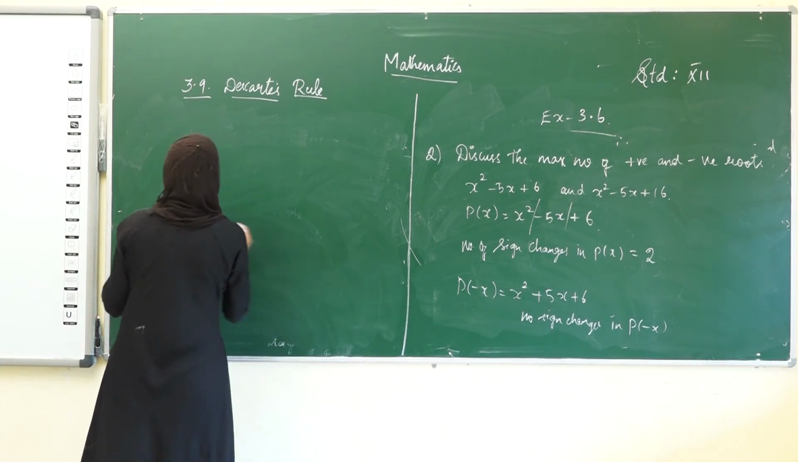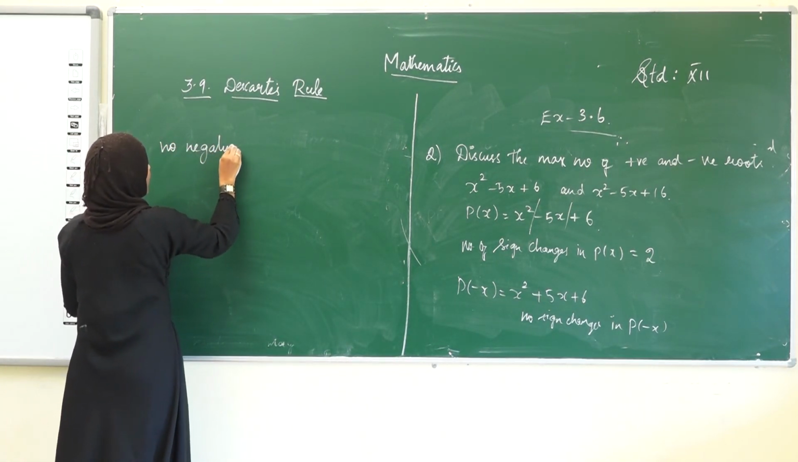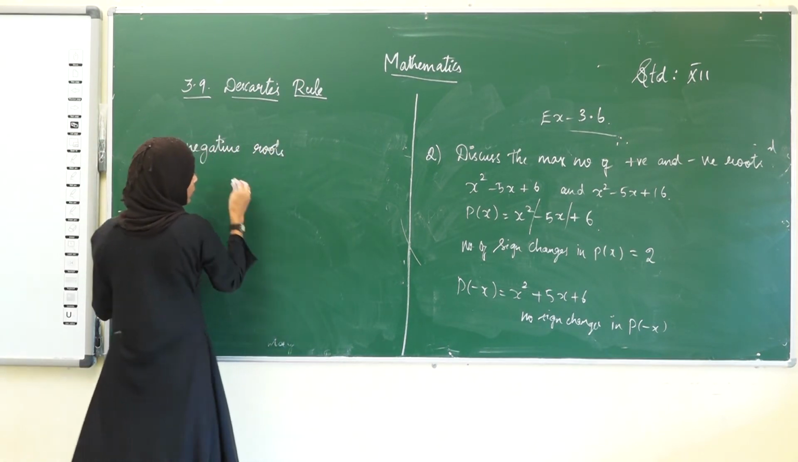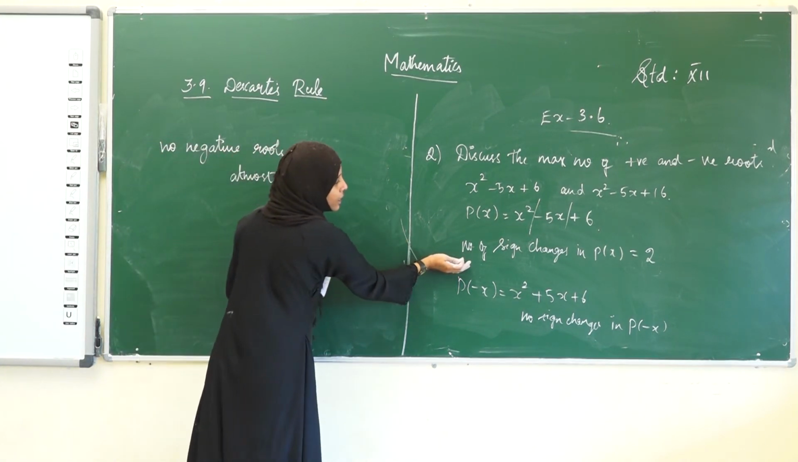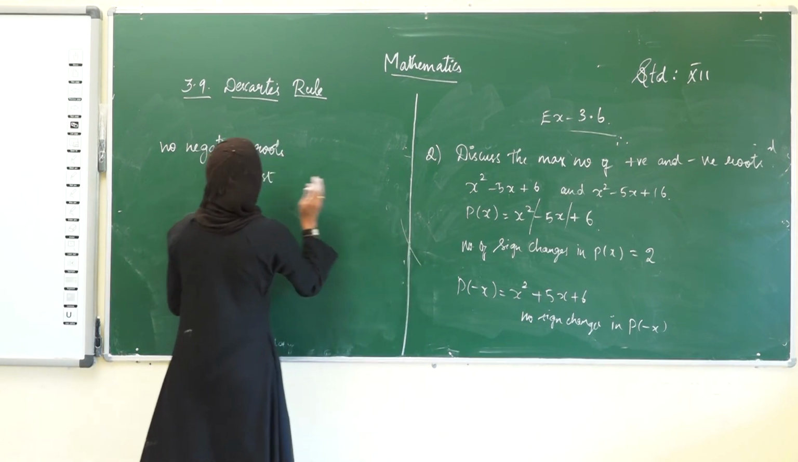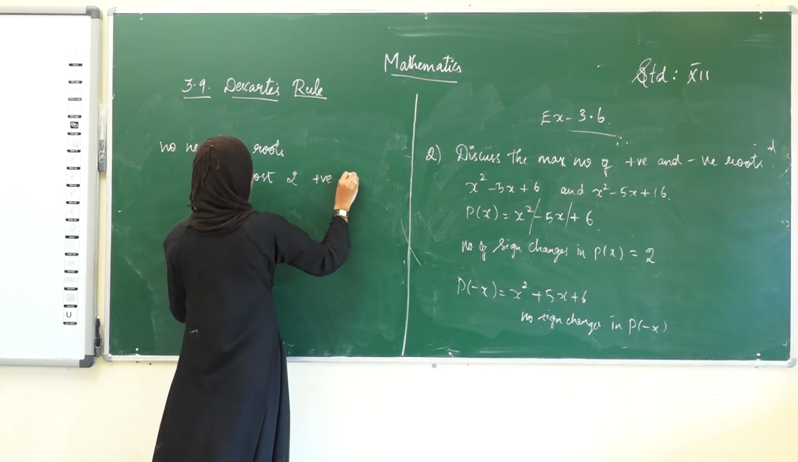Right? From this what do we get? There are no negative roots, and the number of sign changes in p of x is 2. Therefore, the number of positive roots should not exceed 2. Therefore, we have at most 2 positive roots.